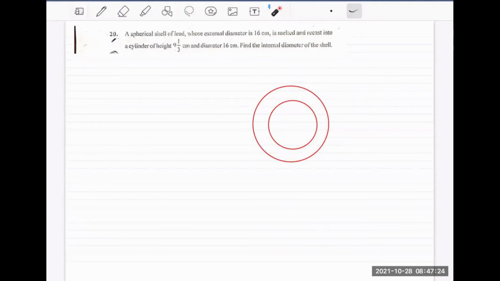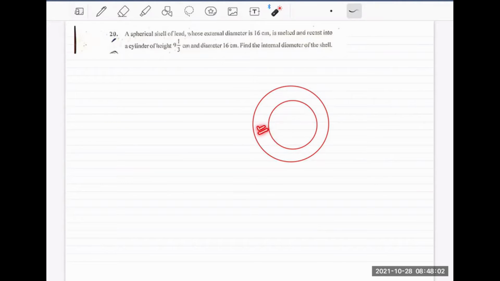And what the question gives is the external diameter as 16 centimeters. Since this is a sphere, we have the diameter. So we have two types of sphere. The outer sphere encloses everything, the lead and the air. The inside sphere is nothing but air. The external diameter is given as 16, and nothing else is given. The internal diameter is not given. We have to find this out.